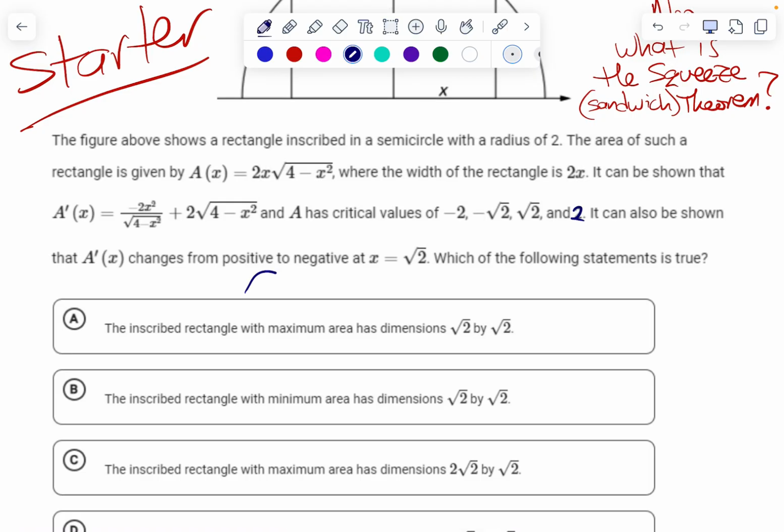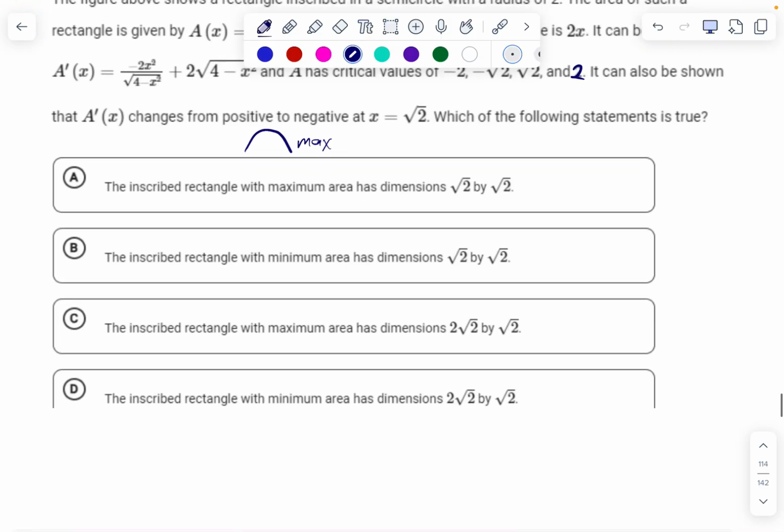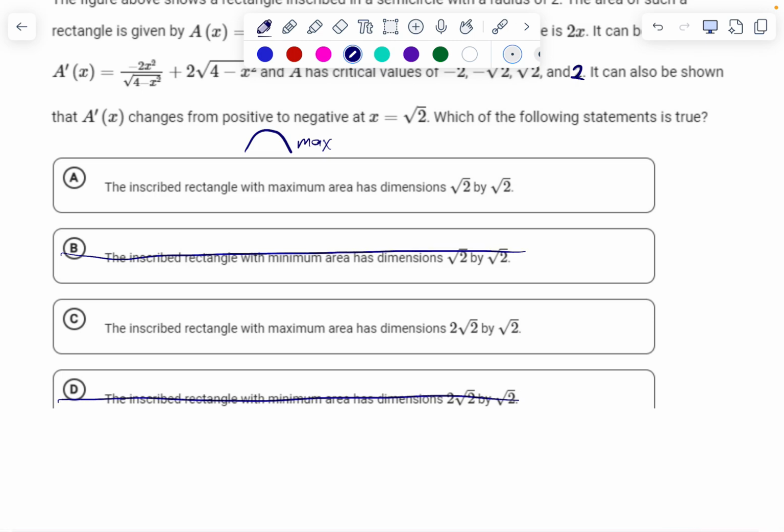Positive to negative means what? Yeah, so it's a max. Okay. So what do you think? The inscribed rectangle with maximum area. First of all, we know since we're told that it changes from positive to negative that we're going to be talking about a max. So right away we can kick out B and D.